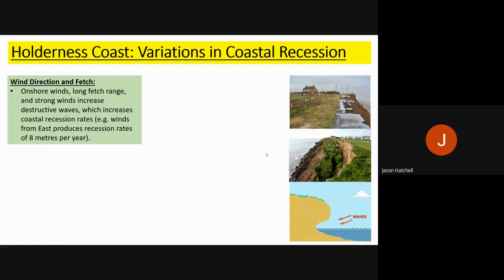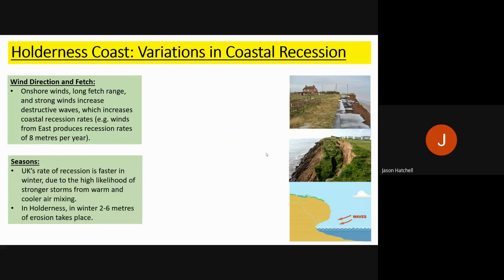So winds from the east, for example, from Russia and the continent, produce recession rates of around 8 meters per year along this coastline, which is a very large rate of coastal recession. We also have the seasons. So the rate of recession is faster in winter in the UK, and that's due to stronger storms and a mixture of hot and cold weather producing more rainfall and higher winds. In Holderness, in winter, 2 to 6 meters of erosion a year takes place.